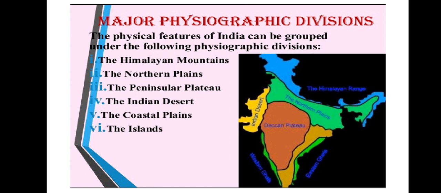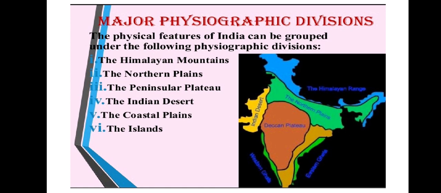Okay, now the different physical divisions in India are grouped into 6 types. First one is the Himalayas. On the map, to the right of the screen, you can see the blue color, which refers to the Himalayas. Himalayas are also known as the northern mountains. Then we have in green color below the blue, that's northern plains. Northern plains are also called the Indo-Gangetic plains.